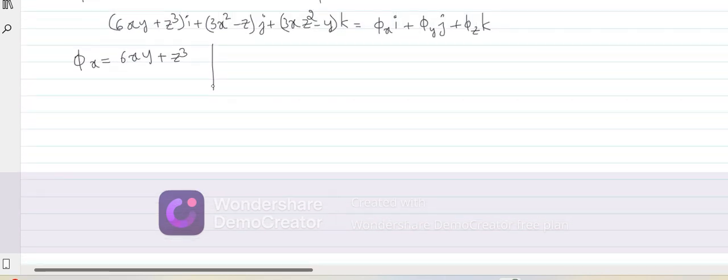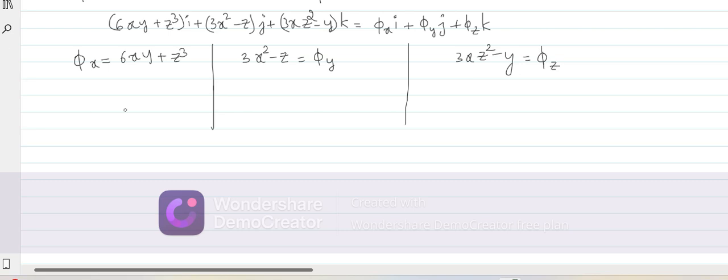In this question you can also observe one thing here. Look at the coefficient of j. It is 3x² - z, that is equal to ∂φ/∂y. And here it is 3xz² - y, that is equal to ∂φ/∂z. Right?